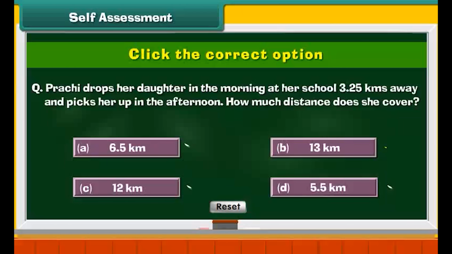Self-assessment. Hey kids, it's time to have an activity. Read the question carefully and click the correct option.